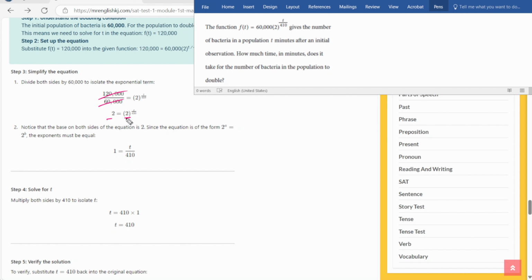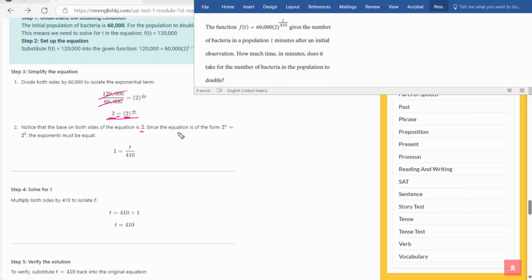Next thing. Obviously 1,20,000 divided by 60,000, you get 2. Now this is your current value. We know the equal sign means both sides are equal. Notice that the base on both sides of the equation is 2. The base is 2, meaning 2 is here and 2 is here. This is the exponent, the power of 2. But on both sides we have 2.